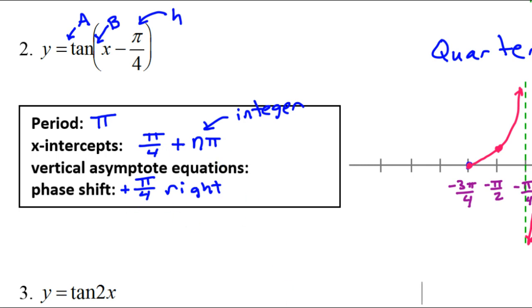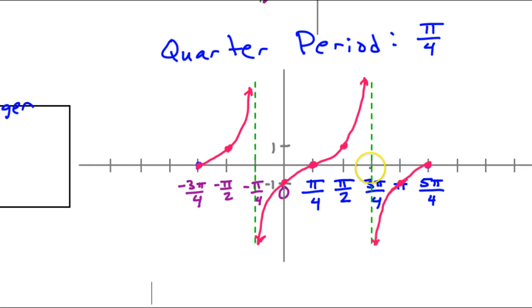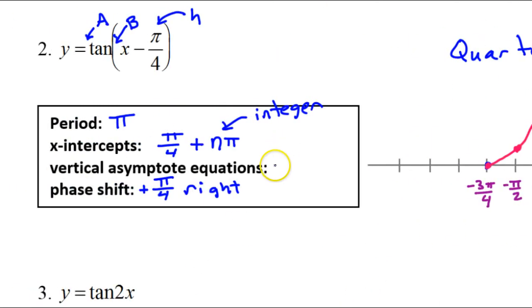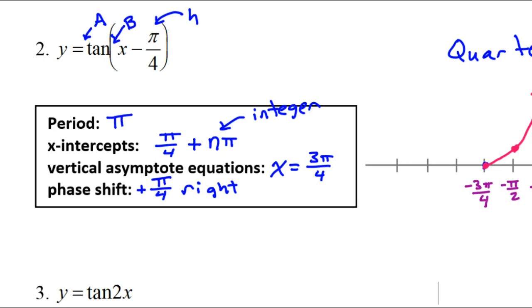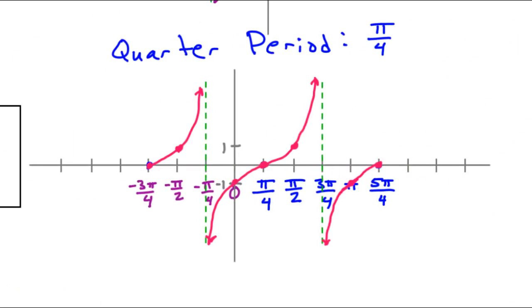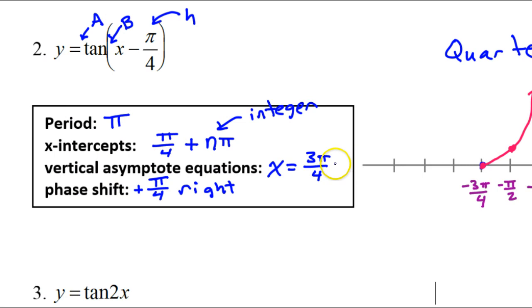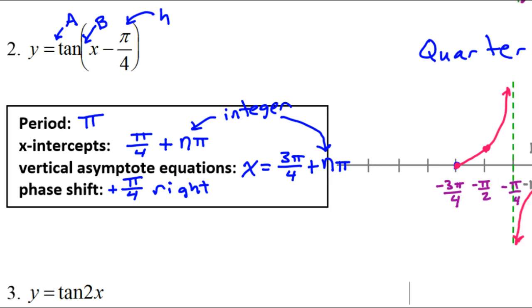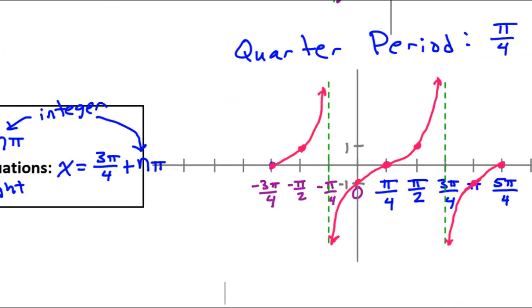Okay, and we will do the same thing with the vertical asymptotes. I usually just pick the first positive vertical asymptote, which is 3 pi over 4. And I'll write that down. A vertical asymptote is always x equals. So x equals 3 pi over 4. And then vertical asymptotes only happen once per period. So I'm going to just add multiples of the period. So I'm going to add n pi again. And again, n is an integer, meaning positive or negative numbers, which gets me to the vertical asymptotes going to the left even.